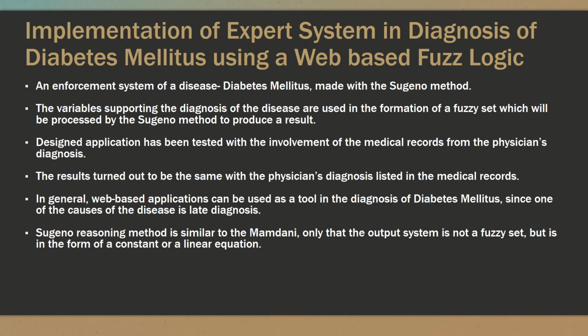The second application is implementation of an expert system in diagnosis of diabetes mellitus using a web-based fuzzy logic. An expert system for a disease, that is diabetes mellitus, is made with the Sugeno method. The variables supporting the diagnosis of the disease are used in the formation of a fuzzy set which will be processed by the Sugeno method to produce a result.